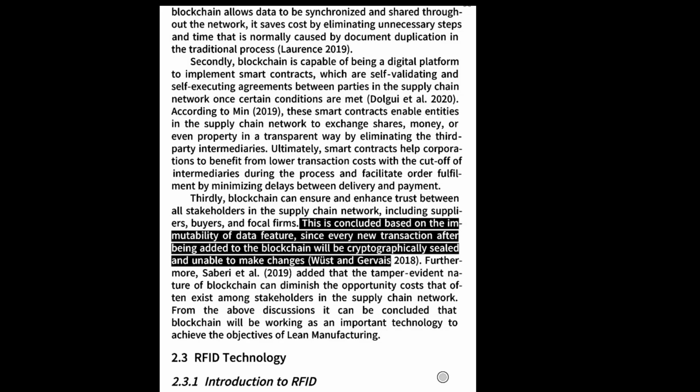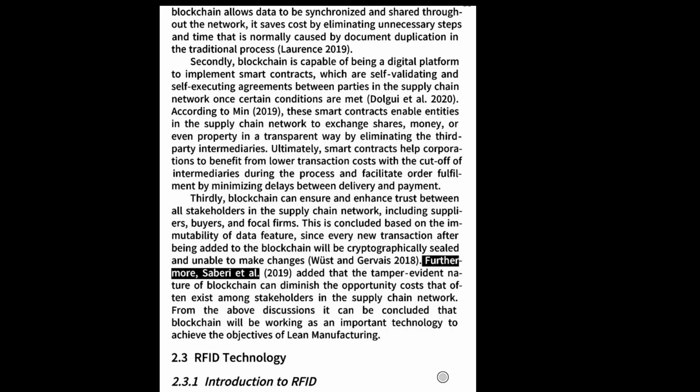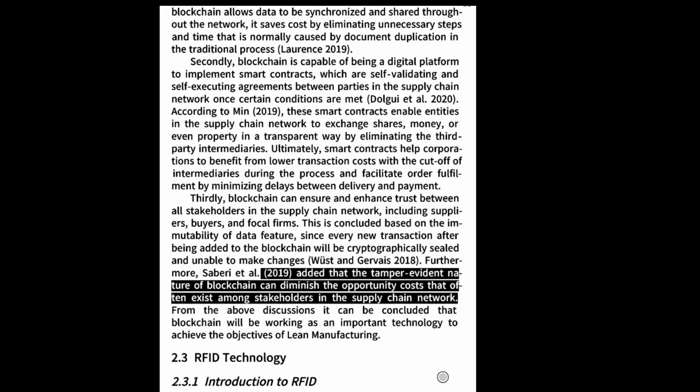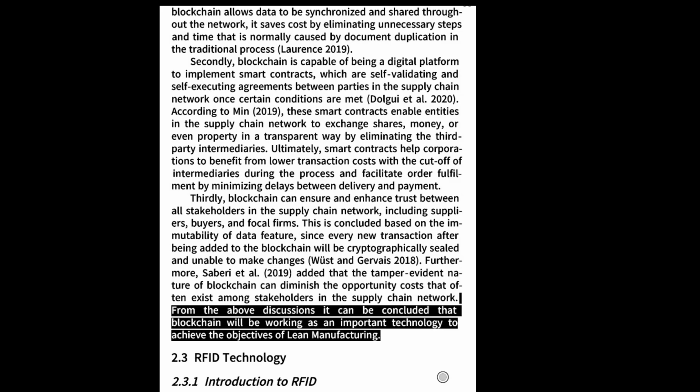Vust and Gervais, 2018. Furthermore, Saberi et al., 2019 added that the tamper-evident nature of blockchain can diminish the opportunity costs that often exist among stakeholders in the supply chain network. From the above discussions, it can be concluded that blockchain will be working as an important technology to achieve the objectives of lean manufacturing.